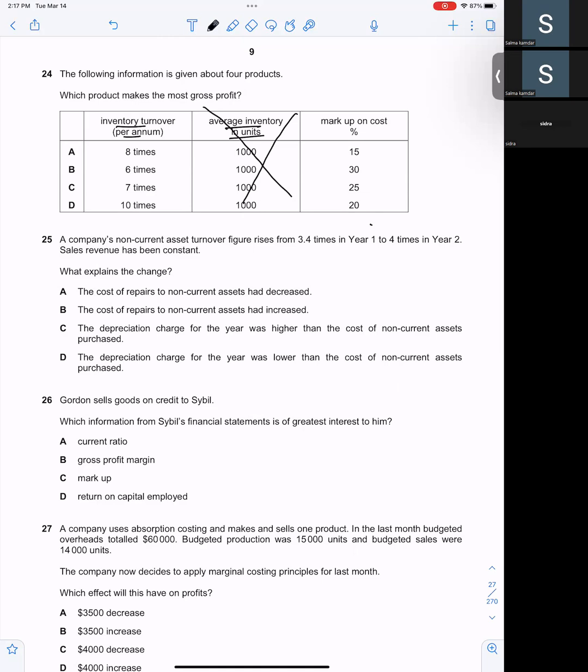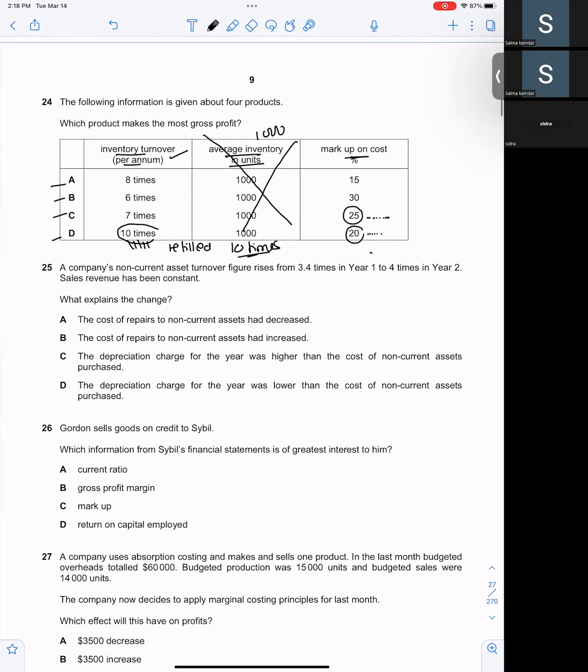That means 1,000 units are there for all the 4 products. But product D is getting refilled in the warehouse 10 times in a year, because the turnover is higher. And the markup on cost is 25% for product C, the highest, but it is 20% for product D.